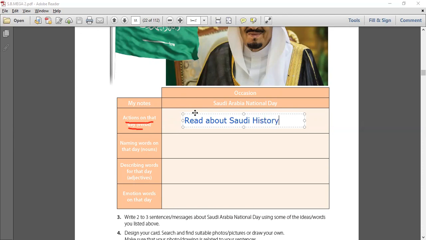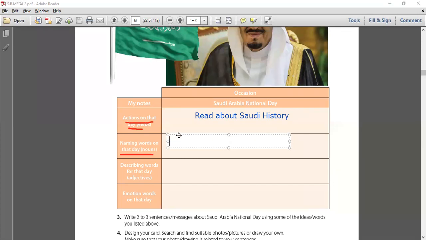Or maybe you want to read about the King of Saudi Arabia, something about King Salman's history. Okay? Naming words on that day. Write some words that you can name National Day of Saudi Arabia. Maybe instead of saying National Saudi Day, you can say Proud Day. You can name this day Unification Day. Unification Day.